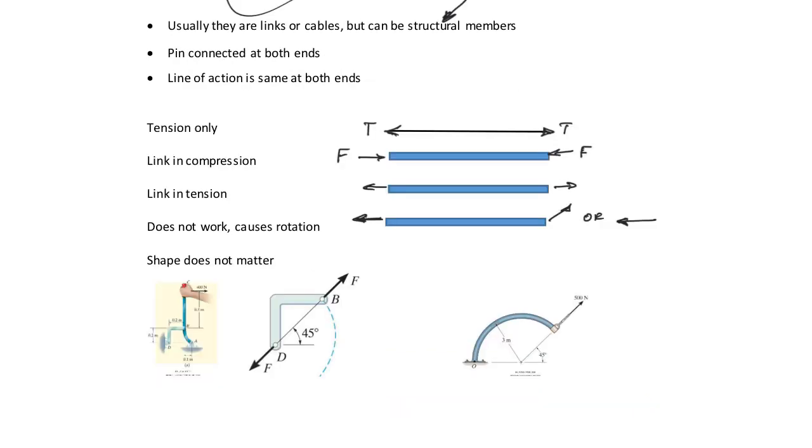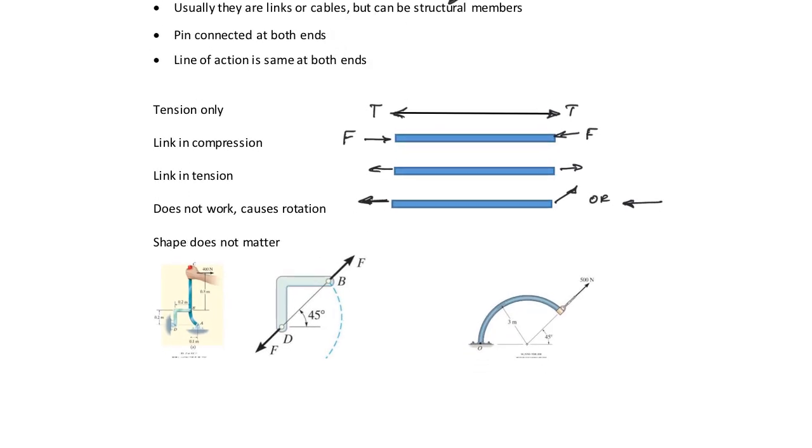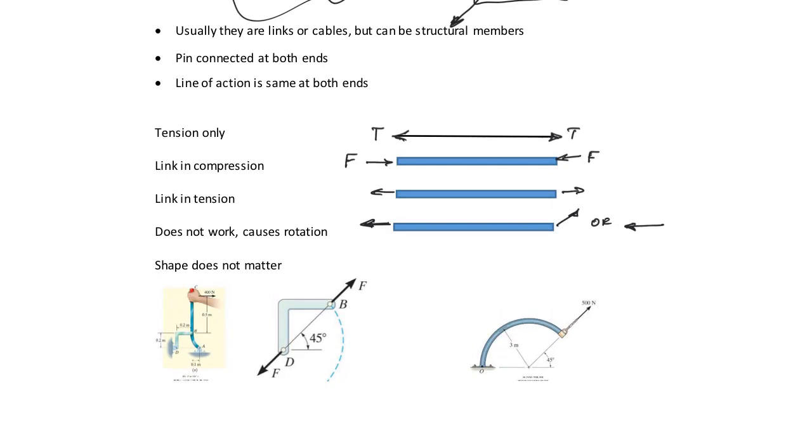Now, shape doesn't matter. I've already talked about this bent link a little bit, but this is an example in your textbook where you're pulling on this sort of thing and it's got this bent link. So look at that and you can see how this is a two-force member because it goes like that.